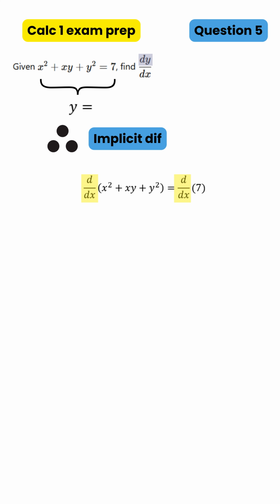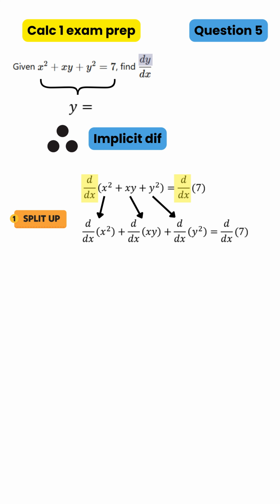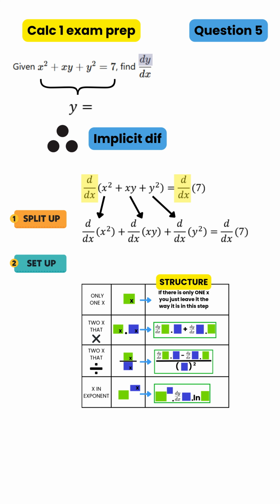Follow the usual game plan. Split up. On the left, we can split at the plus and minus signs. Step 2, set up. Here it's important to treat y as if it were an x. We can see the second term is a product, so we'll use that structure.